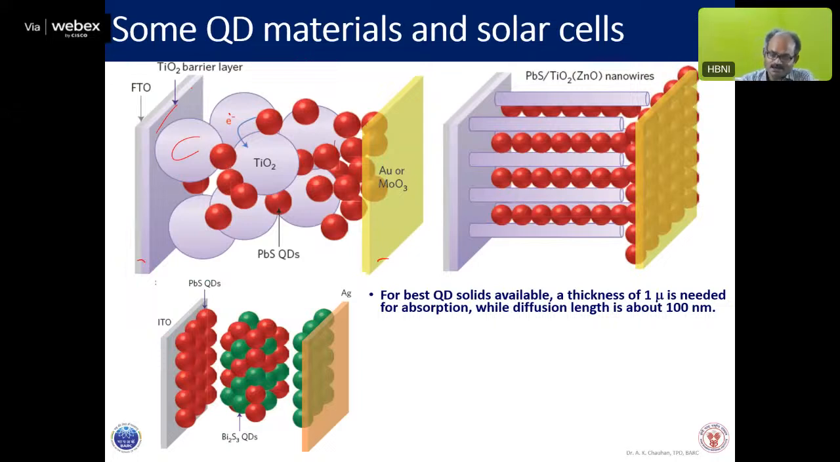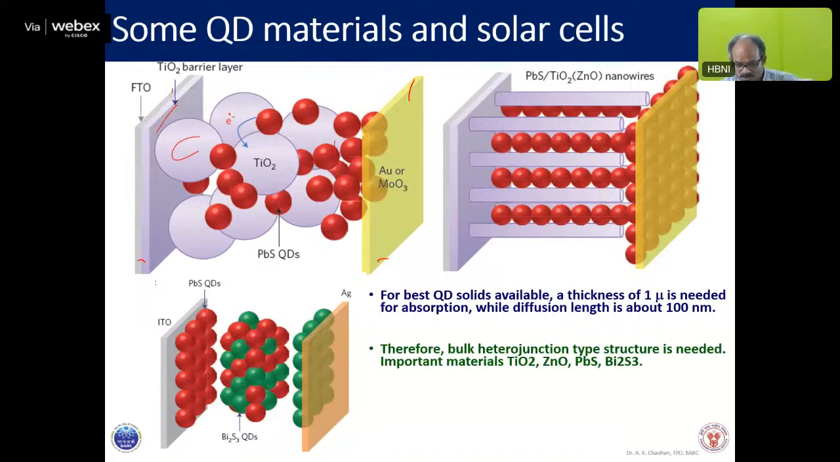But generally, because we have already optimized the TiO2 process, we select quantum dots which have energy levels very close to our assembly. So the same quantum dots we try to find and then study.